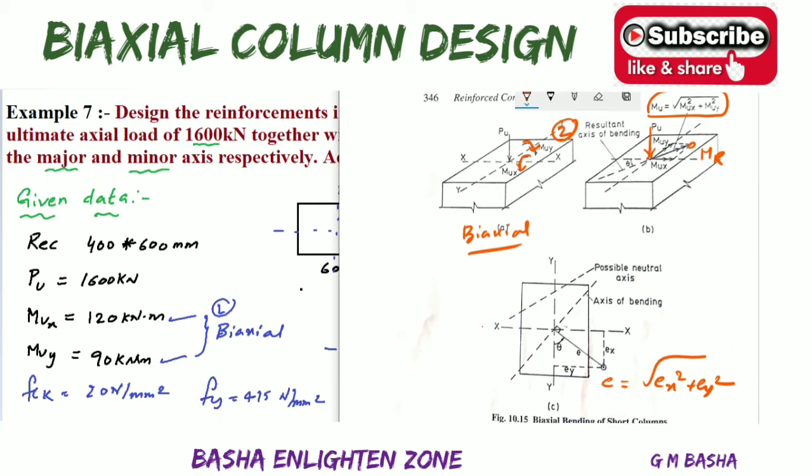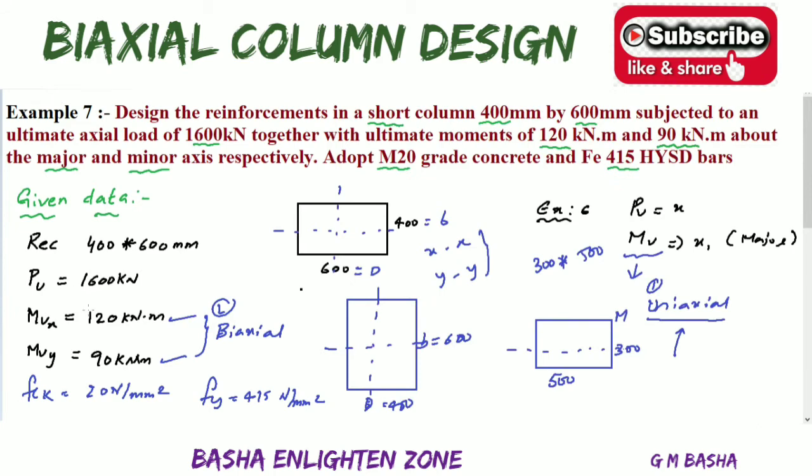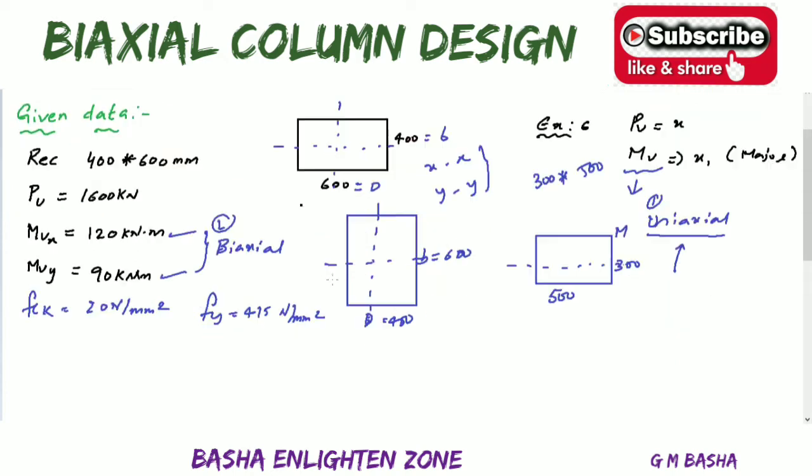This is the axis of the bending, this is the possible neutral axis, and this is the x axis and this is the y axis. From the x axis at some eccentricity x, this moment will be acting. And for the y axis at some eccentricity y, the moment will be acting. So if you want the resultant moment, you can take e equal to the square root of x square plus y square, like that.